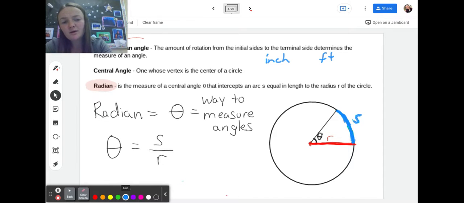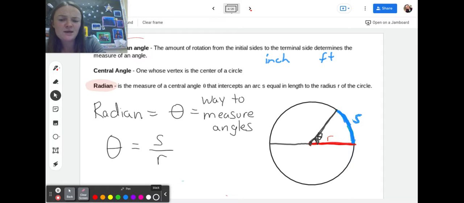And so the amount of r that goes around S actually creates an angle here. If I create another straight line to connect S with my vertex, the angle that's created in between is going to be called a radian. We're going to denote it as theta, but basically this is just a new way to measure an angle.